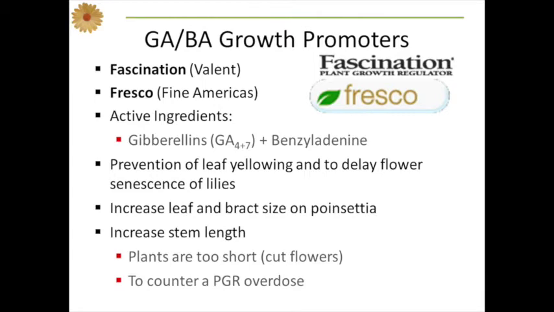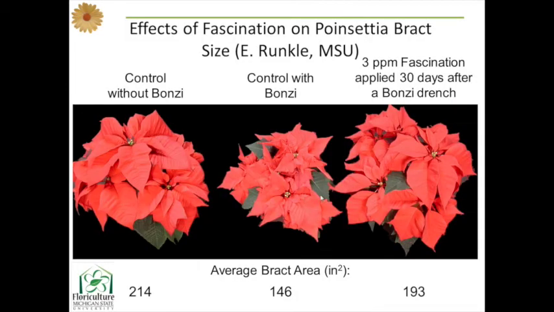Real quickly on the growth promoters, Brian mentioned these just a little bit as well. We have 2 products that are combinations of GA and BA, that's Fascination and Fresco. They are used for prevention of leaf yellowing and to delay flower senescence in lilies, also to increase leaf and bract size in poinsettia, and to increase stem length. We'll talk about those. This is some work that Erik Runkle has done on using Fascination on poinsettias.